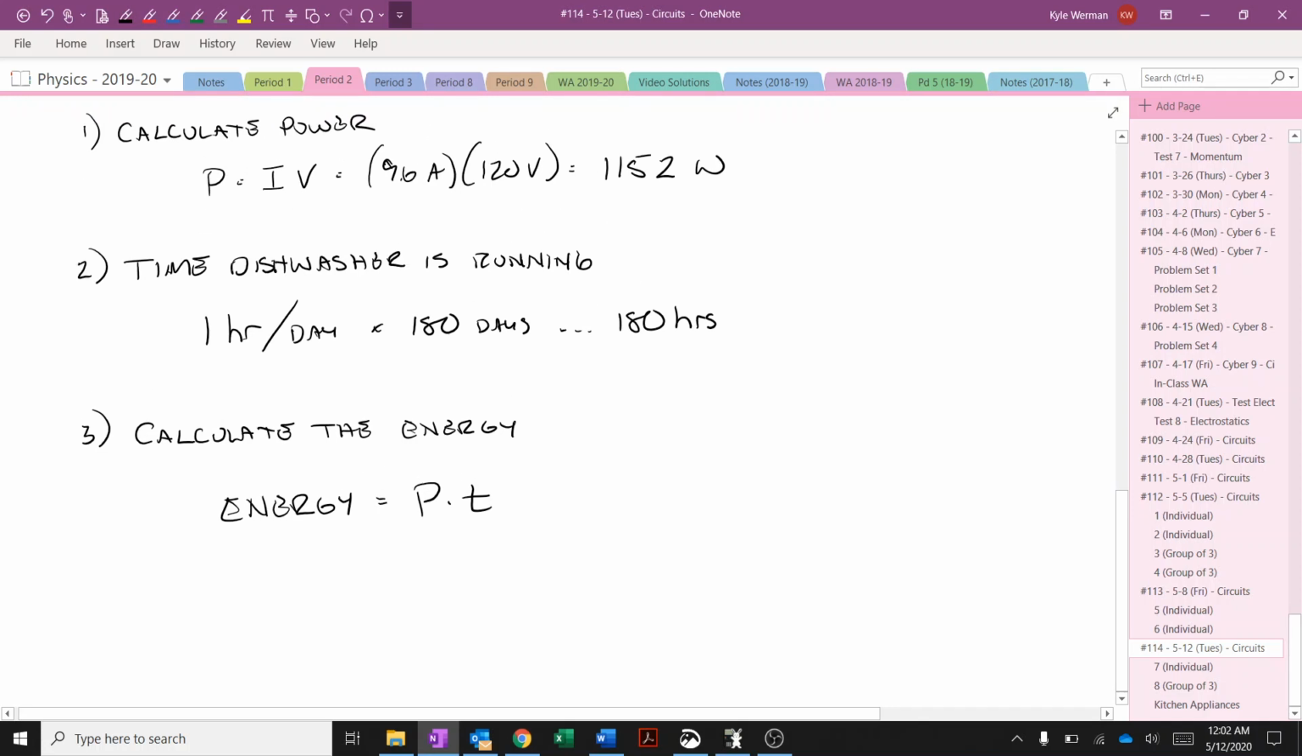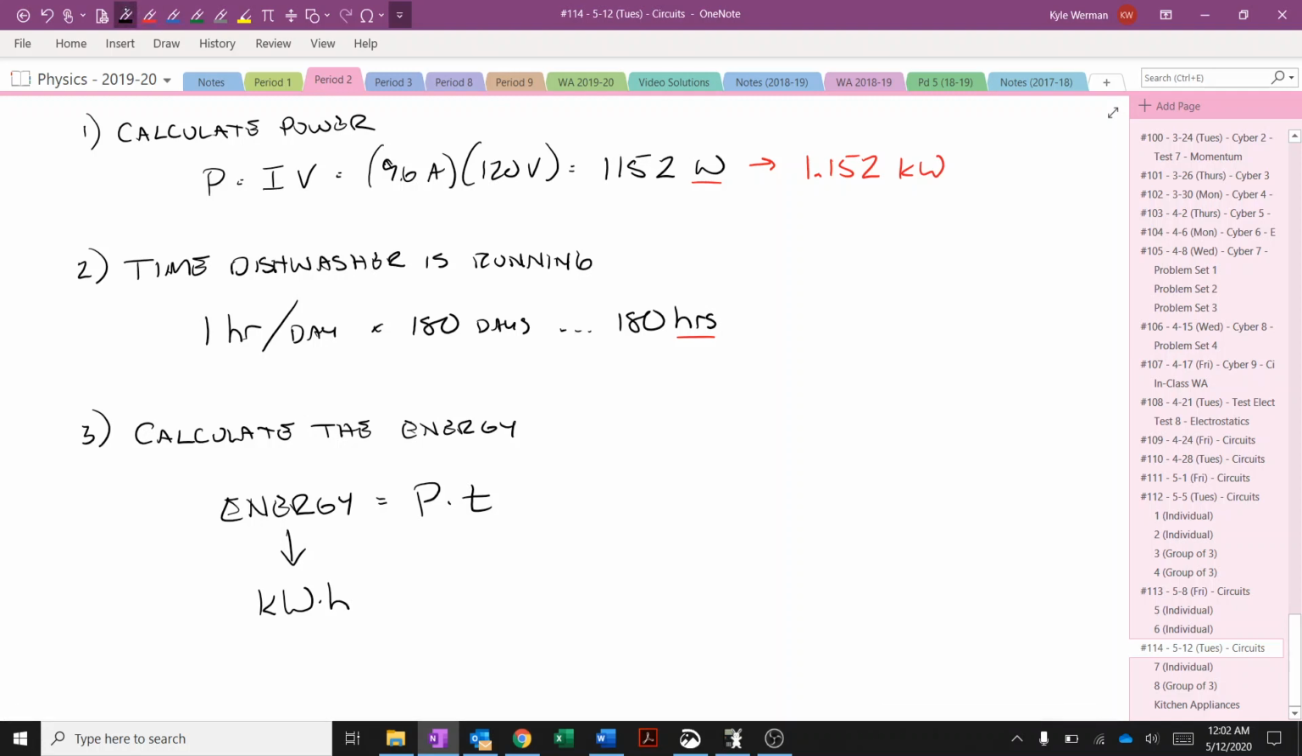Now, usually we measure energy on our energy bill, not in joules, but in a unit called a kilowatt hour. Kilowatts times hour. Kilowatt is power, hour is time. Well, look at our units right here. We already have hours. We have watts. So let's get that to kilowatts. And that's just dividing by 1,000. I have 1.152 kilowatts is the power consumption.